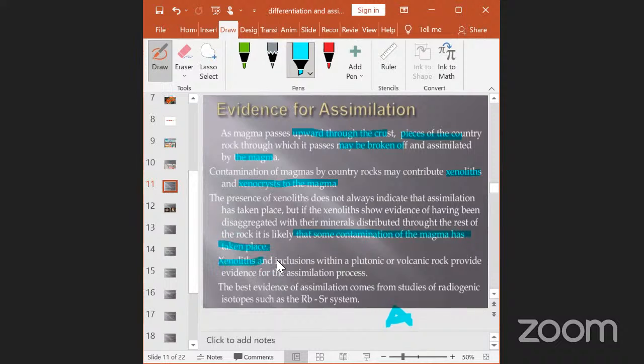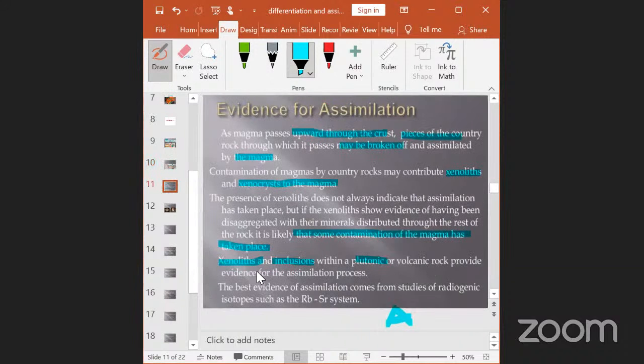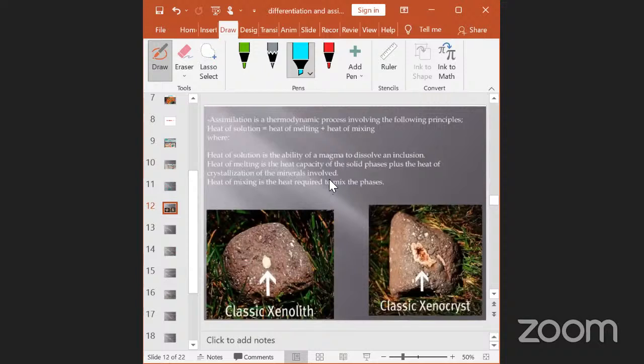So these xenoliths and inclusions within the plutonic or volcanic rock, you see here, provide evidence for the assimilation process. The best evidence of assimilation comes from studies of radiogenic isotopes such as the rubidium-strontium, Rb-Sr system, right? And you see this real picture, this is a classic xenolith, this is a classic xenocryst, right?